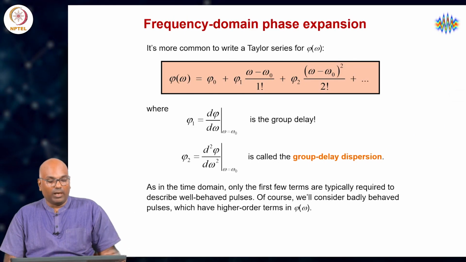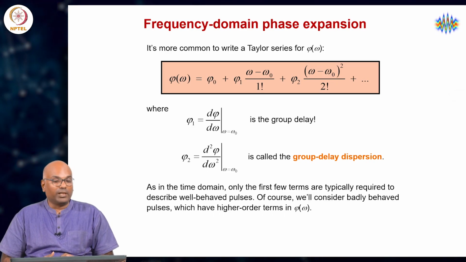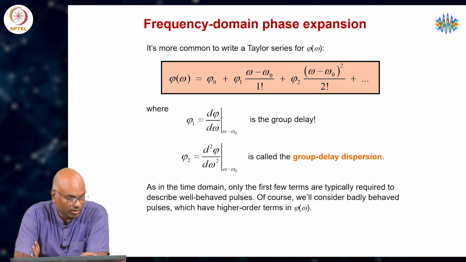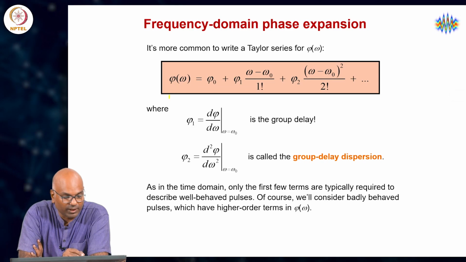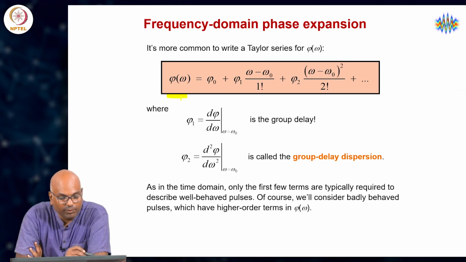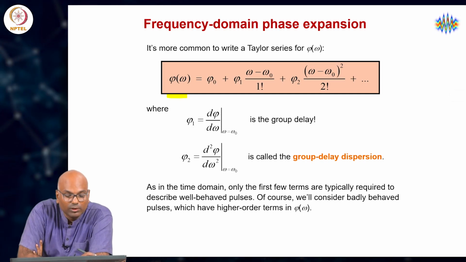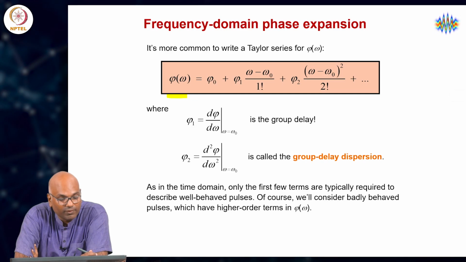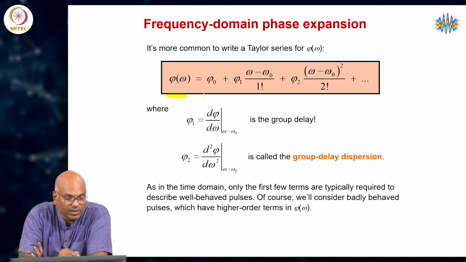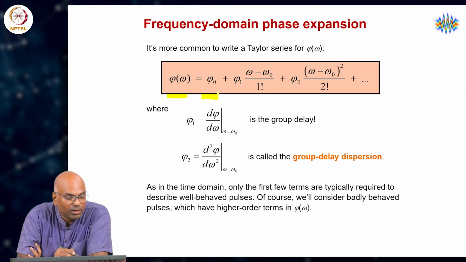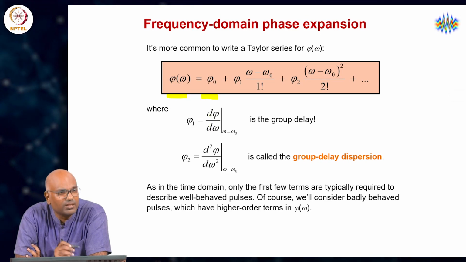Okay. So, likewise let us consider the frequency domain expansion of the Taylor series of the comparable function, which is the spectral phase function phi of omega, the frequency domain description, and we now play the same game. The first term is phi naught, it has units of phase, but this is the absolute phase.